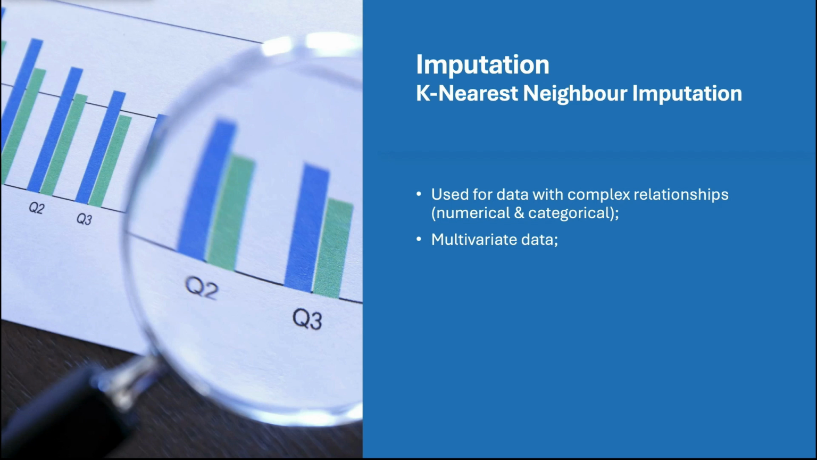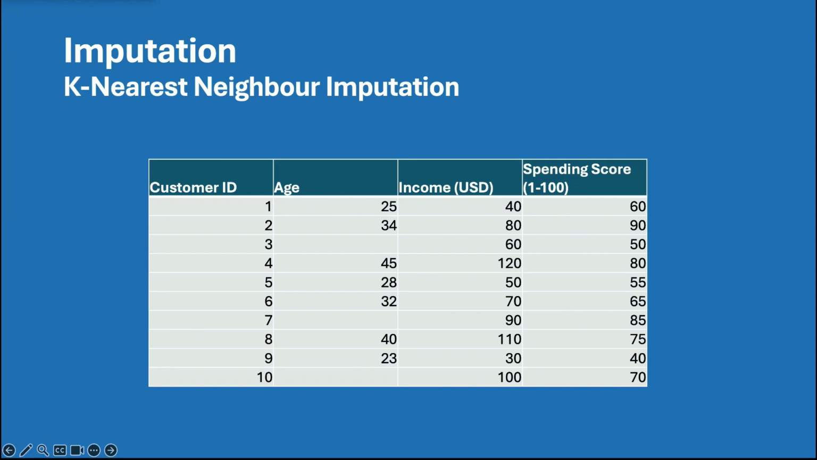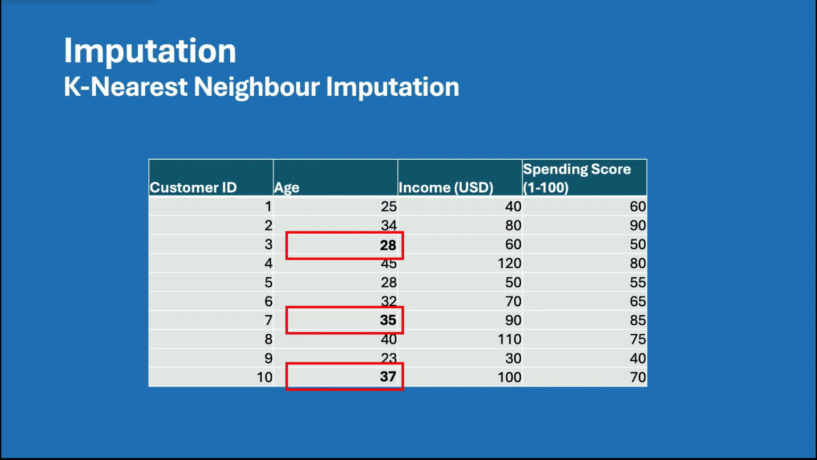This method is particularly useful when the missing values can be better estimated using the relationships with other variables in the dataset. Suppose you have a dataset with multiple features, including age, income, and spending score, but some ages are missing. KNN imputation would find the nearest neighbors based on the similarity of non-missing features, income and spending score, and then impute the missing age value as the average of the ages of these neighbors. KNN considers the surrounding context and can capture more complex patterns in the data, leading to more accurate imputations.